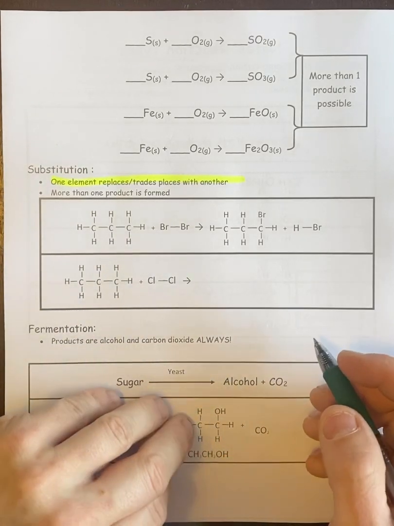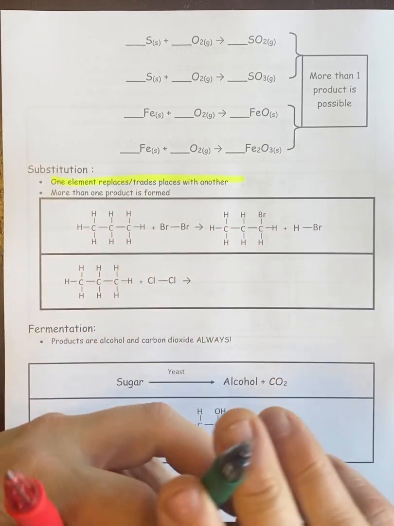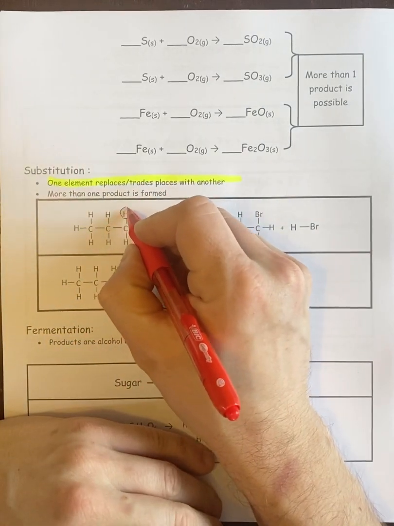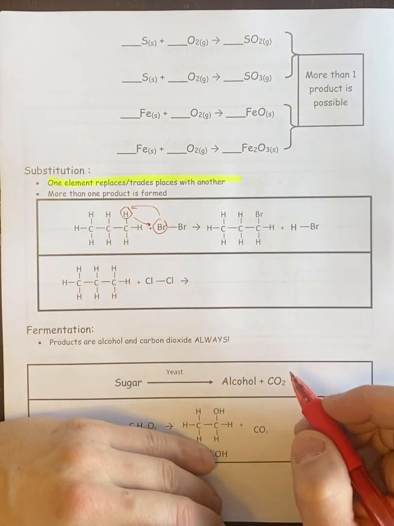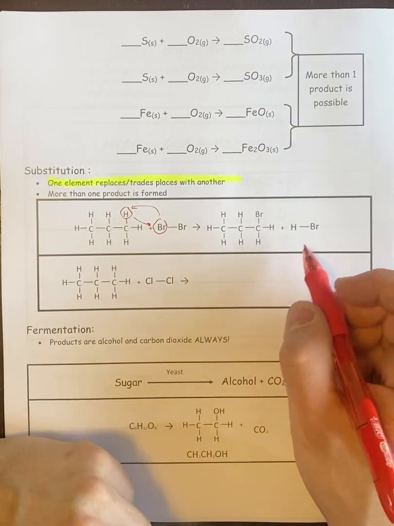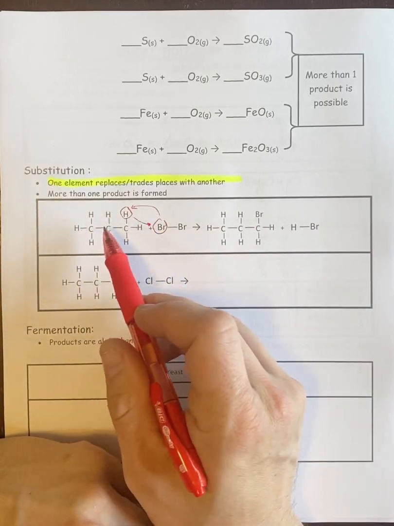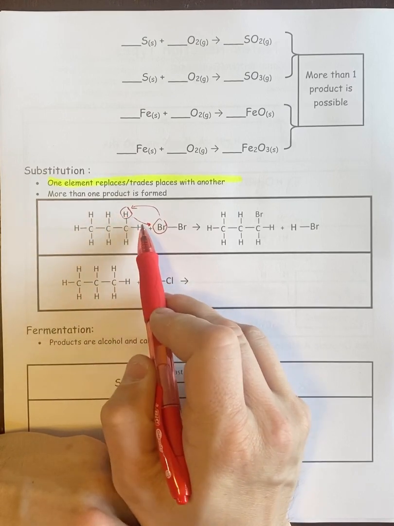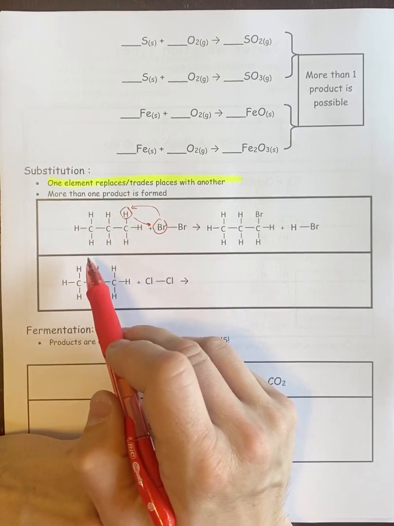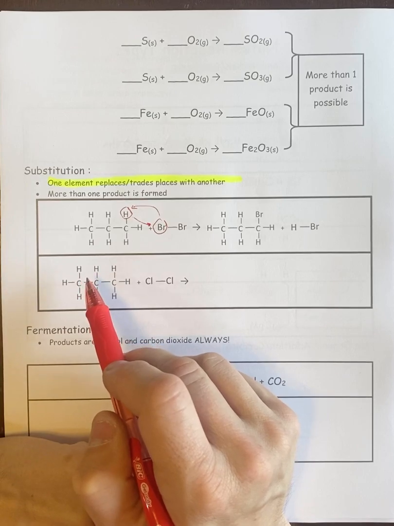So in this case, let's take a look. This H traded places with one of the Brs to make this. Done. Does it matter which H I picked? No, not really. Not at this level. It's not going to make a difference. So you could swap it with this H, this one. Any of the Hs were fair game. You just trade them. And that's why it's called substitution.